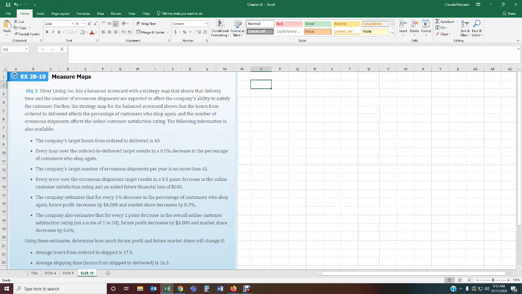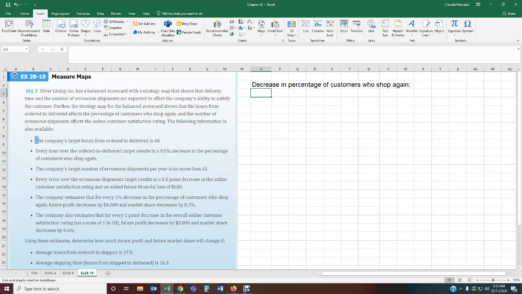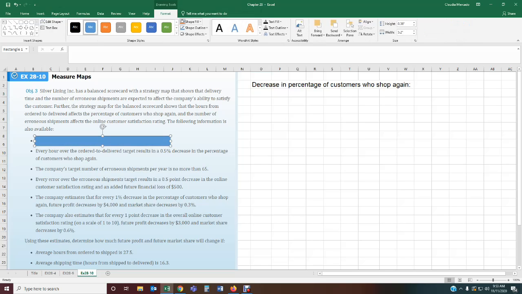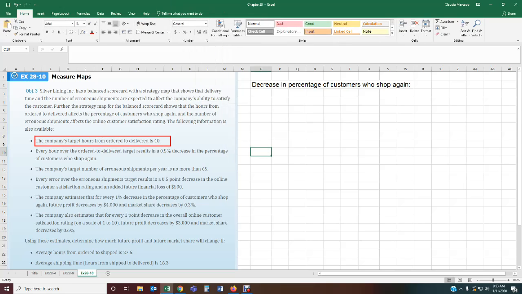So let's see what we're going to do here. Let me get comfortable so we can get this problem going. The first thing that we're going to do is figure out the decrease in the percentage of customers who shop again. Over here on the top, on bullet number 1, it says that the company's target hours from order to delivered is 40. So we should be taking 40 hours from the point the order is made to when it is delivered.